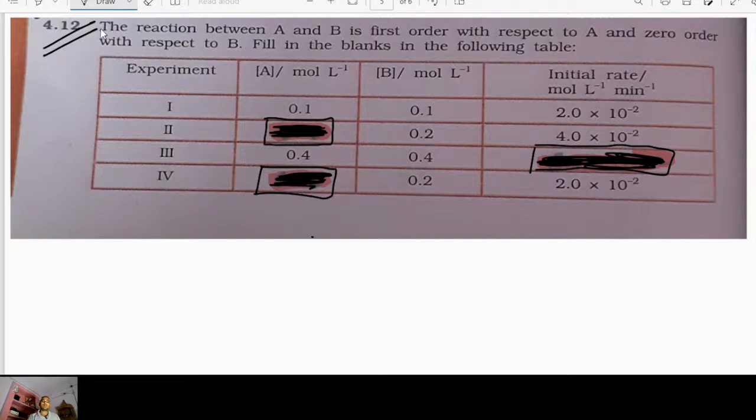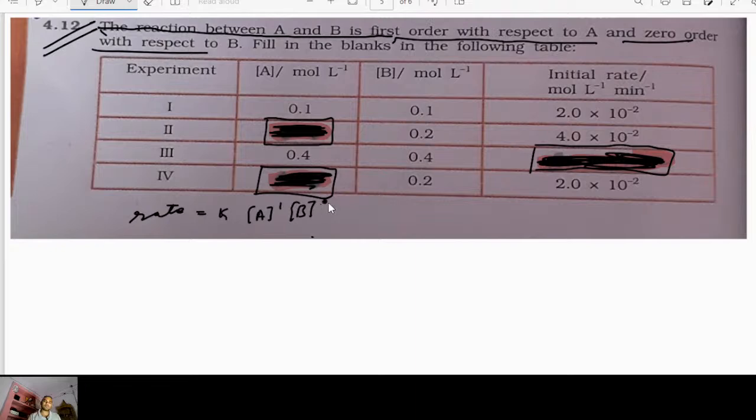They are saying the reaction between A and B is first order with respect to A. So let us first write the rate. Rate is K times A with respect to A, first order, and zero order with respect to B. So B power is going to be 0. Filling the blanks in the following table. Now, anything power 0, 1 power 0 is 1. So B power 0 is what? 1.